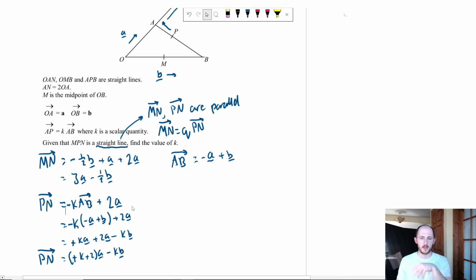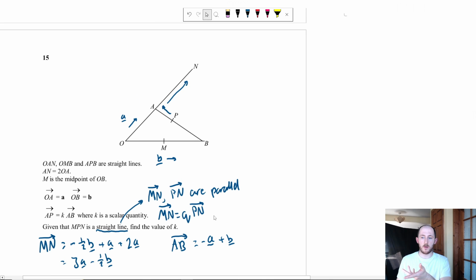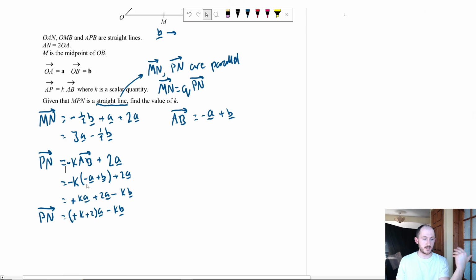Yeah, okay. So all I have to do now is work out what AB is. AB is quite nice because all I do is go A to O, which would be minus A because I go in the opposite direction. And then O to B, which is plus B because I'm going in the same direction. I then just expanded it.